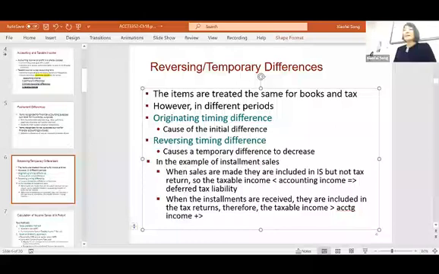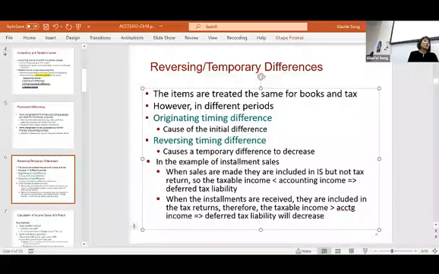So what happened is now you will be paying for that deferred tax. So deferred tax liability will decrease. Eventually, the deferred tax liability will be zero when all the installment payments are received. And the temporary difference is completely reversed. So that's how it goes, right?